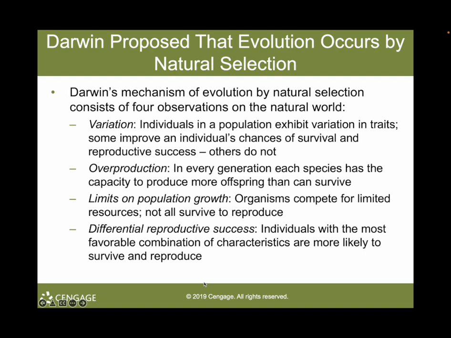Differential reproductive success. Those individuals that have the most favorable combination of characteristics, those that make individuals better adapted to their environment, are more likely to survive and reproduce. Offspring tend to resemble their parents because the next generation inherits the parents' genetically based traits. Successful reproduction is the key to natural selection. The best adapted individuals produce the most offspring, whereas individuals that are less well adapted die prematurely, or produce fewer or inferior offspring.